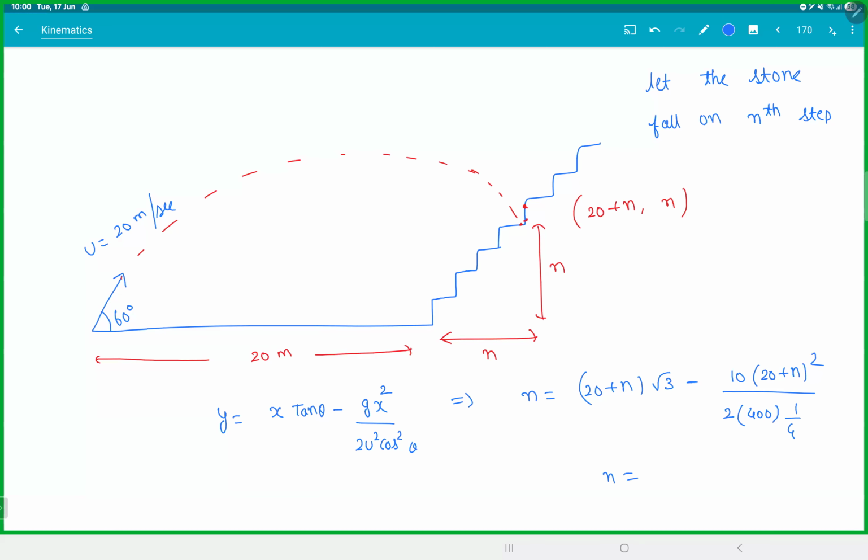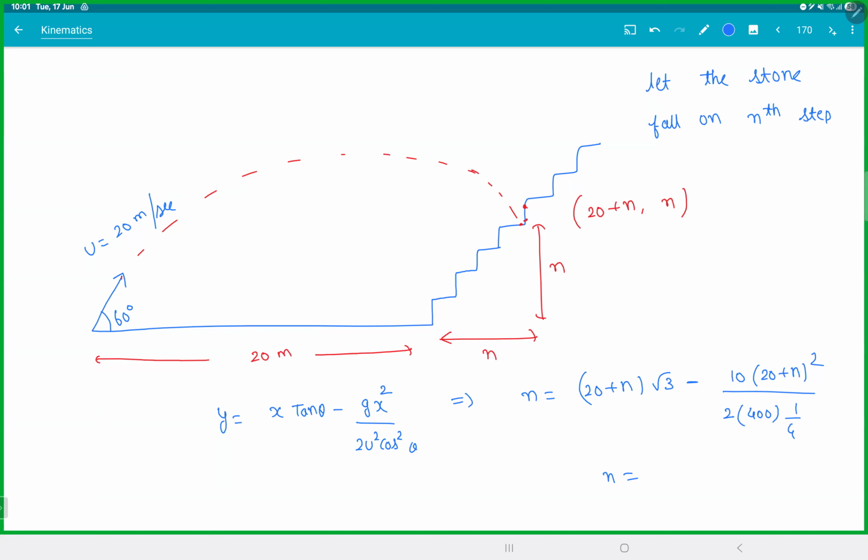You're getting range 20 by root 3. Maybe I took the values wrong then. Okay, I can just increase the speed. Big deal. Clear with this?